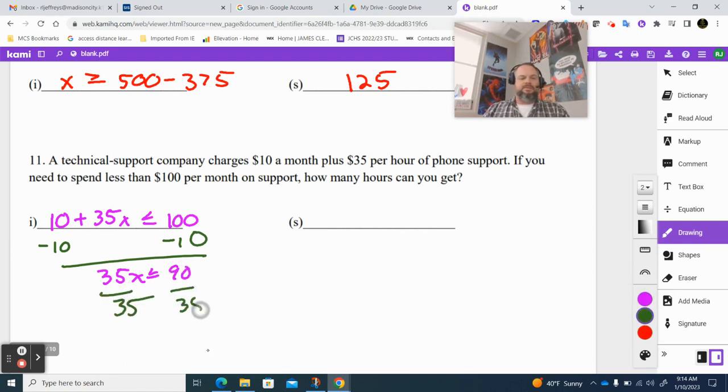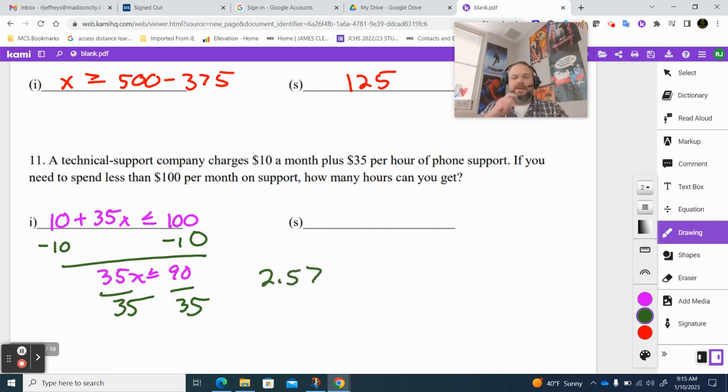35, 35. Okay. Now it's asking for hours. This is probably something that we would actually round down with because if we rounded up, we would probably be over budget. Okay. Because I don't think that 90 is divisible by 35. It's not.